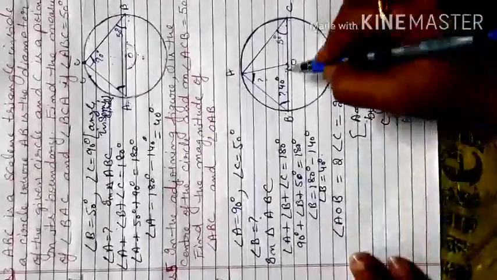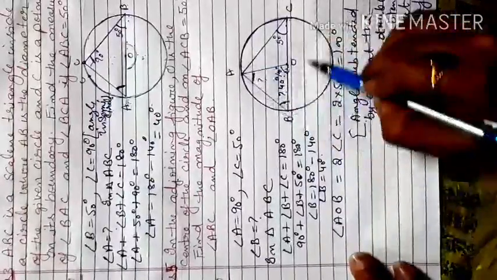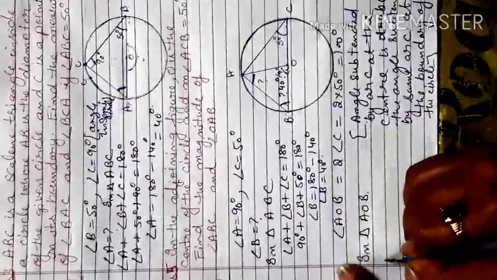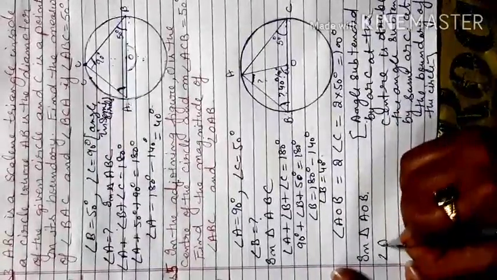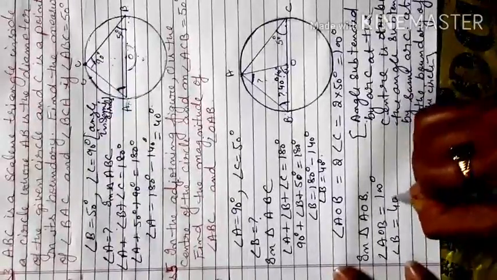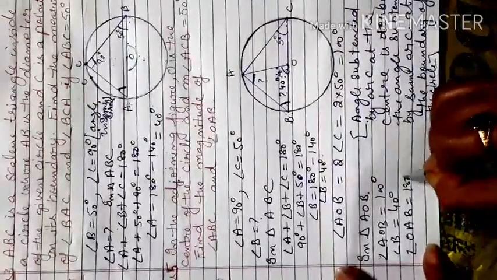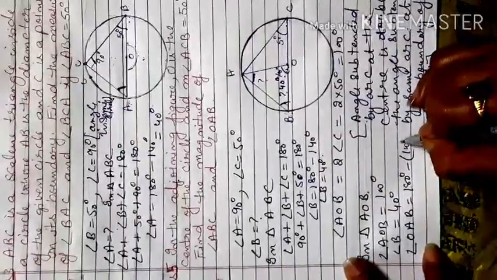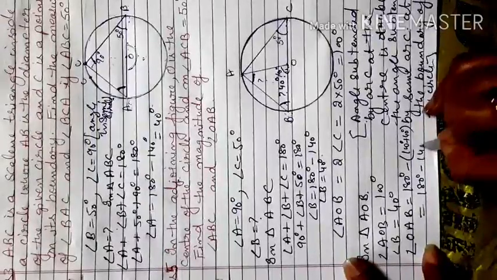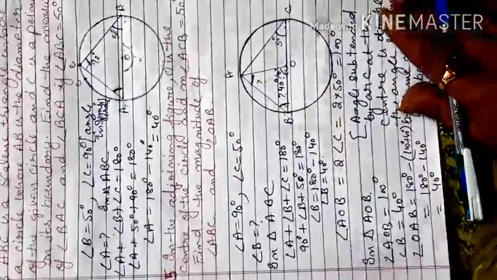Now I got angle AOB as 100 degrees. So now 100 plus 40 is 140. If you look at triangle AOB, we just found angle AOB is equal to 100 degrees, then angle B is equal to 40 degrees, then you have to find angle OAB, that is 180 minus (100 plus 40) degrees. So that is 180 minus 140 degrees, which gives me 40 degrees. That means angle OAB will be 40 degrees.